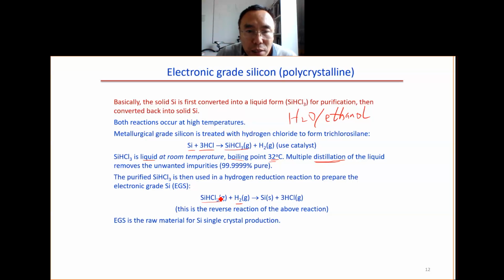You can see that this chemical reaction is the inverse of this chemical reaction. This will happen if you keep removing the product. Then you can make sure the chemical reaction goes to the right side, so you form the silicon. This is how you get very pure, high purity single crystal silicon.